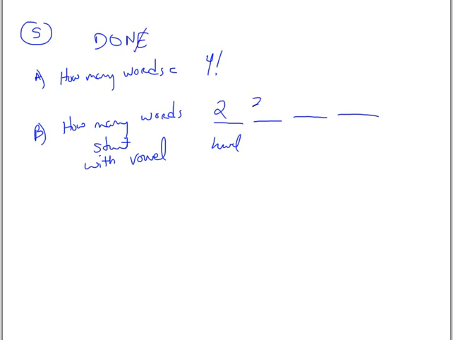Now I have 3 letters, 2 letters, 1 letter. This is an easy one. So 2 times 3 times 2. The answer is 12. Let's try it again.